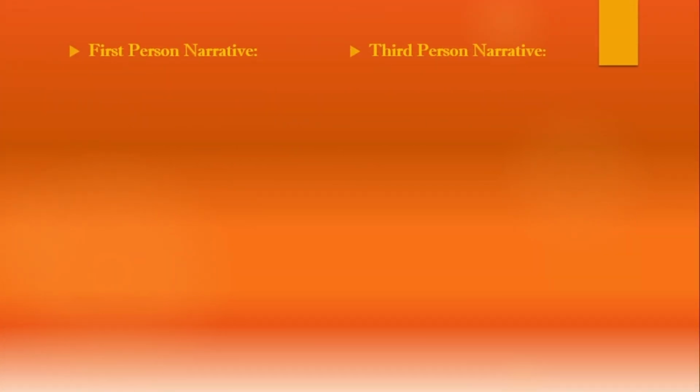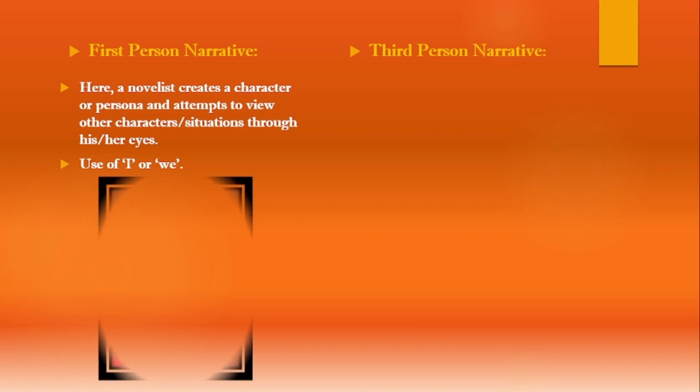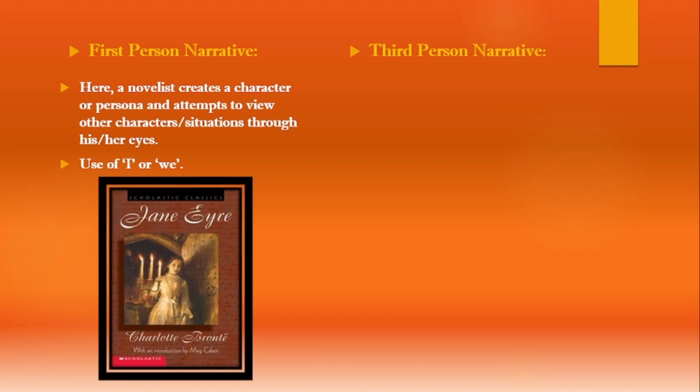Firstly, the first person narrative. In this narrative mode, a novelist creates a character and attempts to view other characters through the newly created character's point of view. Here the story is narrated by one character at a time. The first person narrative can be recognized by the use of I or we. A popular example is Charlotte Bronte's Jane Eyre.